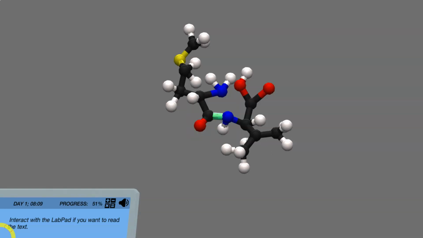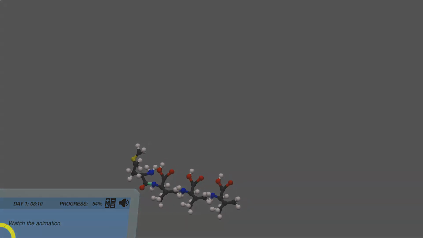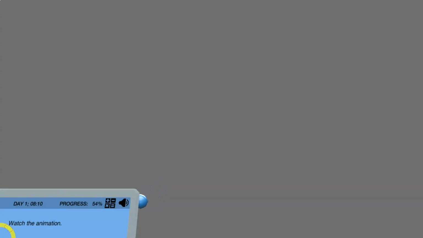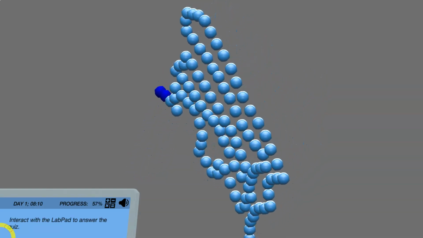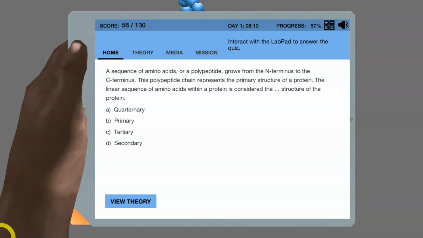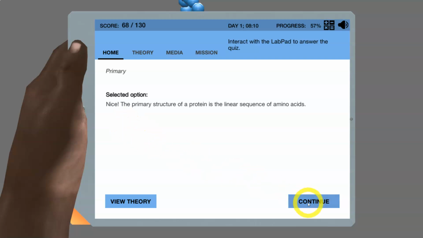A sequence of amino acids, called a polypeptide, grows from the N-terminus to the C-terminus. This polypeptide chain represents the primary structure of a protein. The linear sequence of amino acids within a protein is considered the primary structure of the protein.